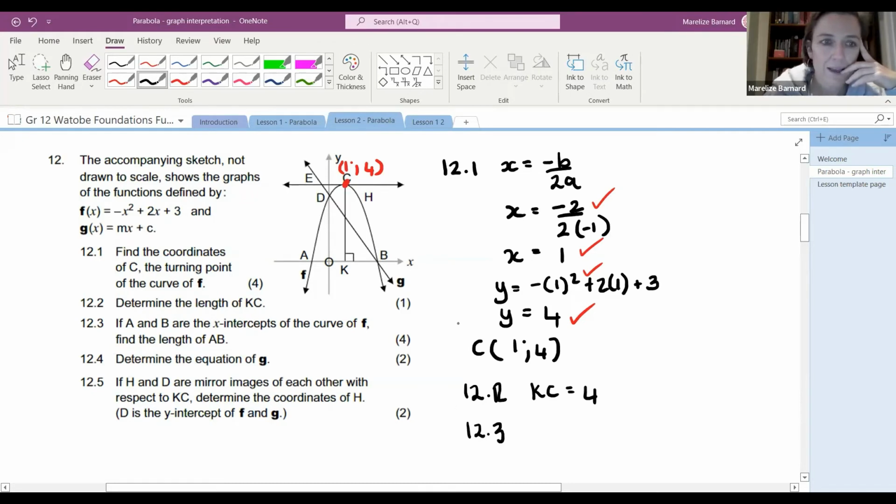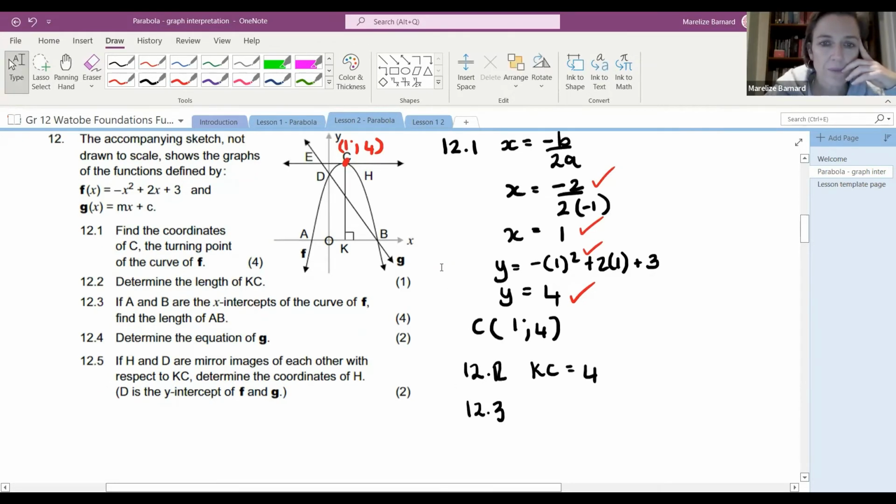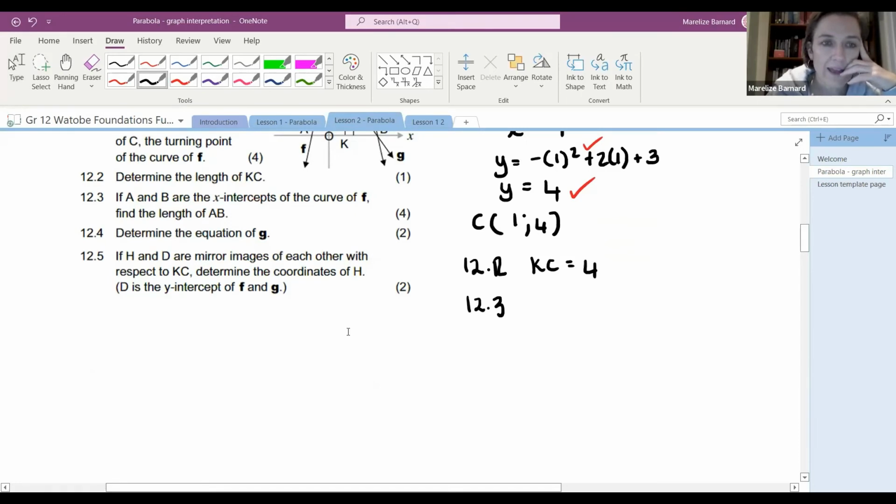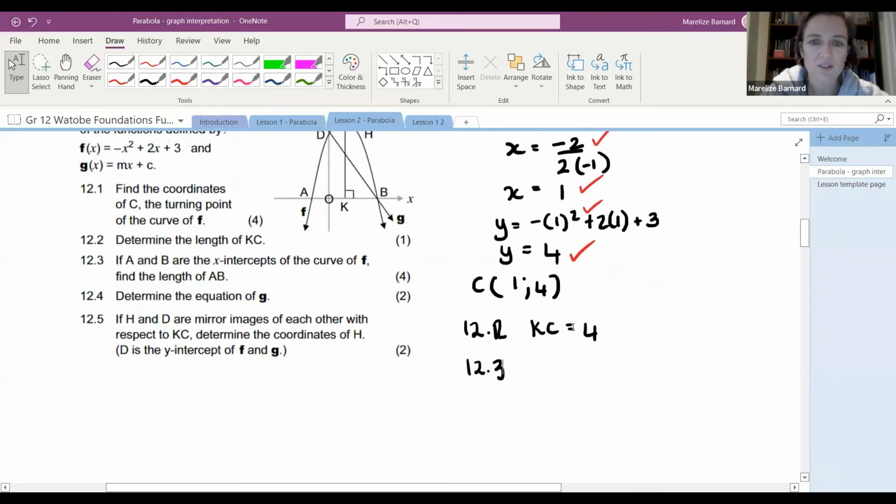And then for 12.3, if A and B are the x-intercepts, find the length of AB. Okay, so you see how they subtly just changed the question. Now they're asking for the length of AB, but to get that length, we are going to have to find the x-intercepts. So again, you must be able to do this in your sleep. We put this equal to 0: minus x squared plus 2x plus 3.